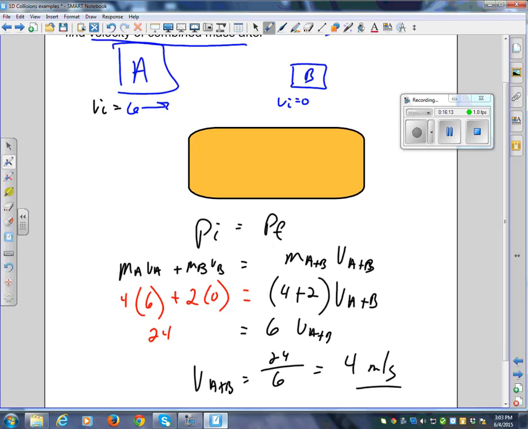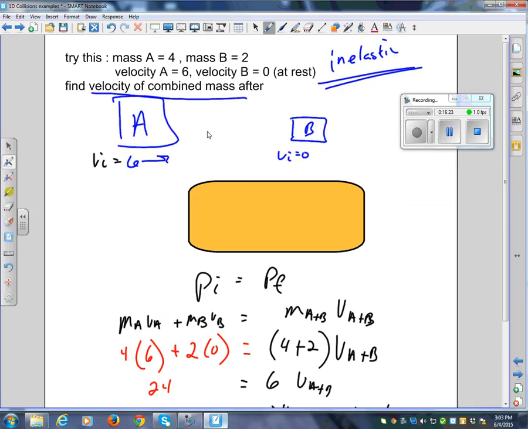And does the direction matter here? It's telling me that it's positive. Is this thing going to move positive? This is a great big guy moving at 6 meters per second. The little guy is 0. He's at rest. Is this thing going to continue moving to the right? Absolutely.